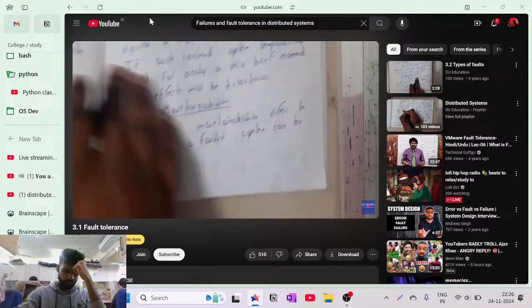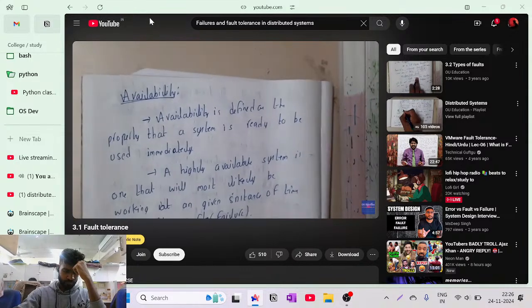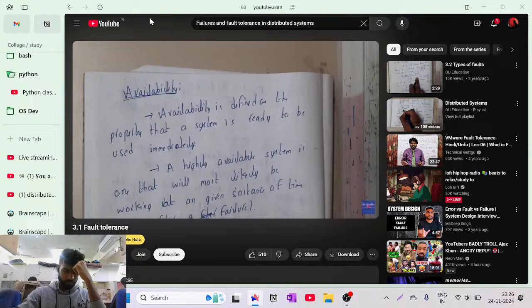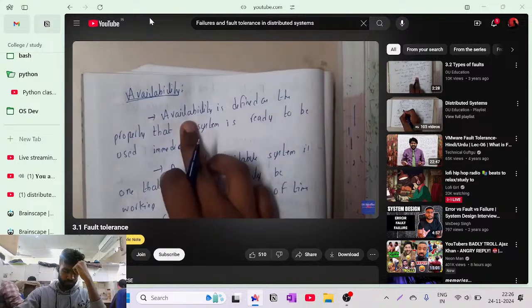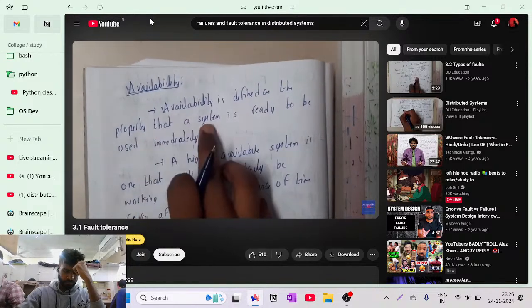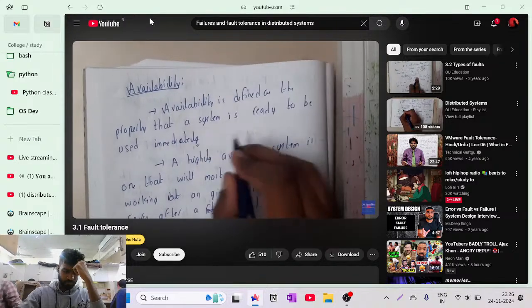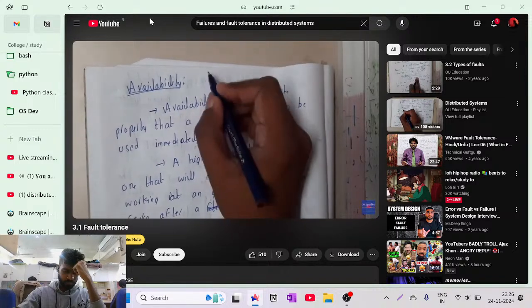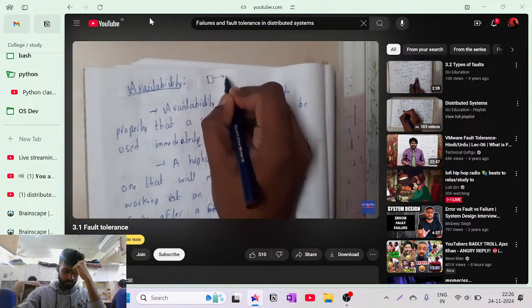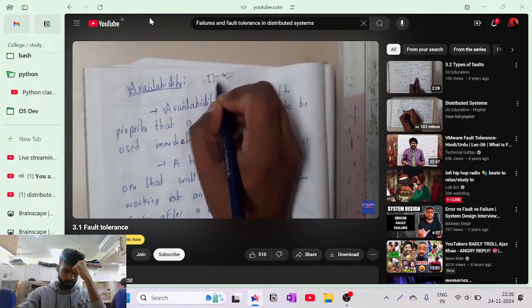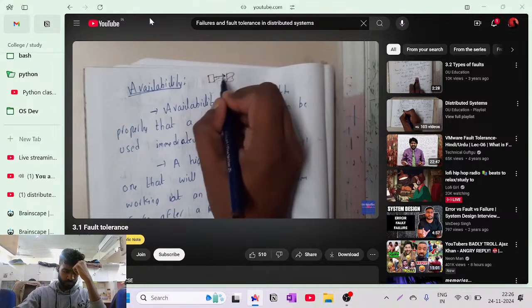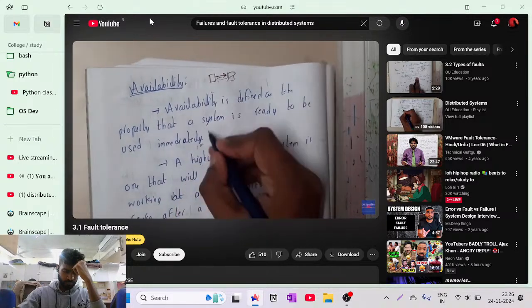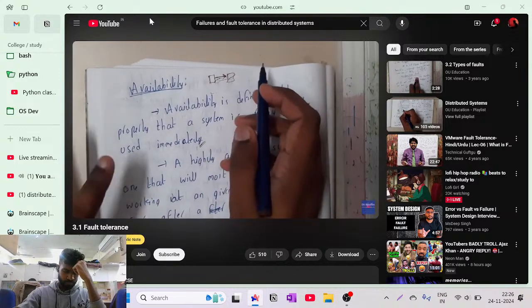Firstly, availability. I hope everyone knows the meaning of availability, right? Availability means the system should be ready all the time. It is defined as the property that a system is ready to be used immediately. Assume that you opened Google Chrome and typed google.com. The request is sent to the server, through the internet service provider and DNS and so on, and the server replies instantly, very fast. Replying that fast means it is always available for service.